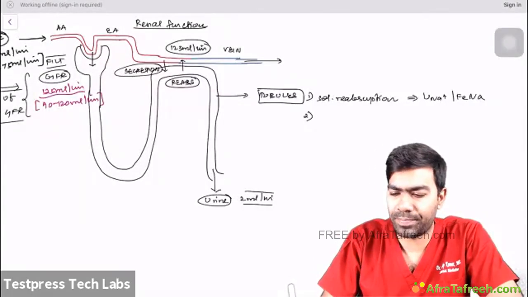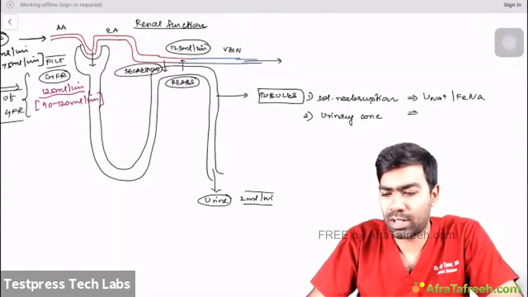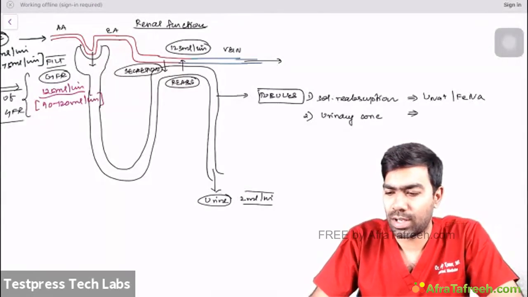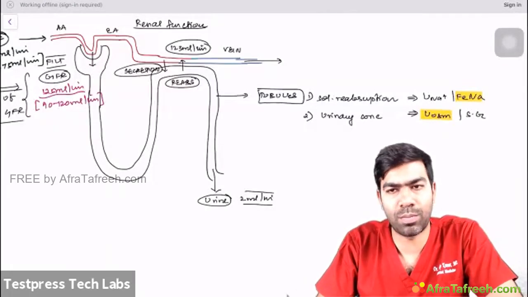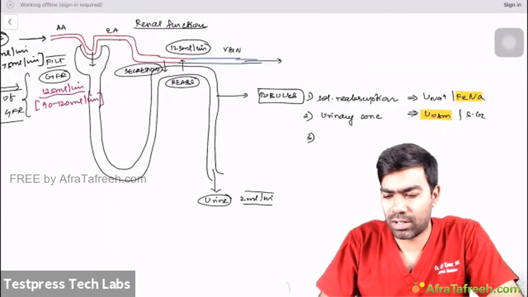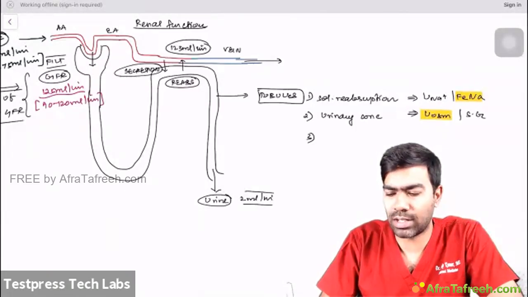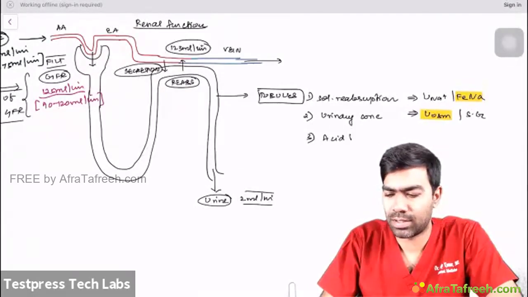And second, we have urinary concentration. One of the important markers of urinary concentration is the urine osmolarity. And the second one is the specific gravity of the urine. Even though urine osmolarity is more important in this perspective and fractional excretion of sodium is more important in the other perspective. At the same time, the third important thing that the tubules do is acid-base balance.